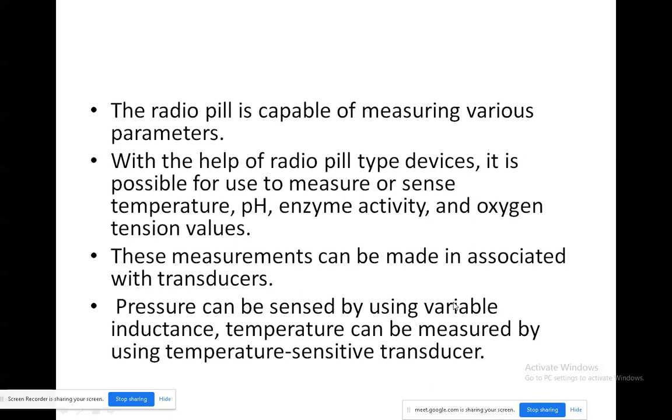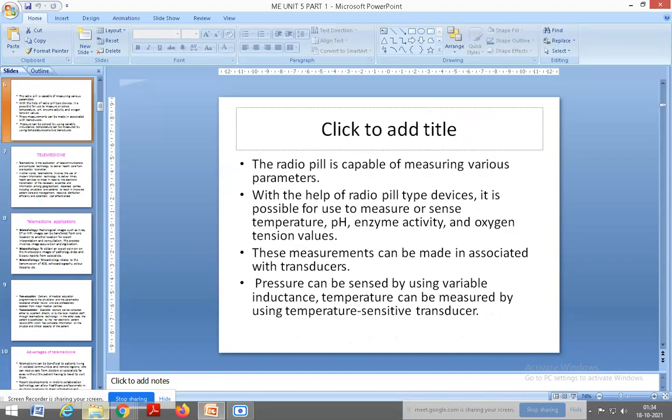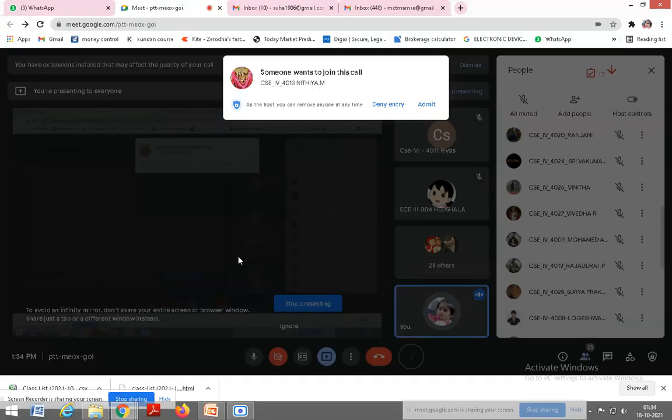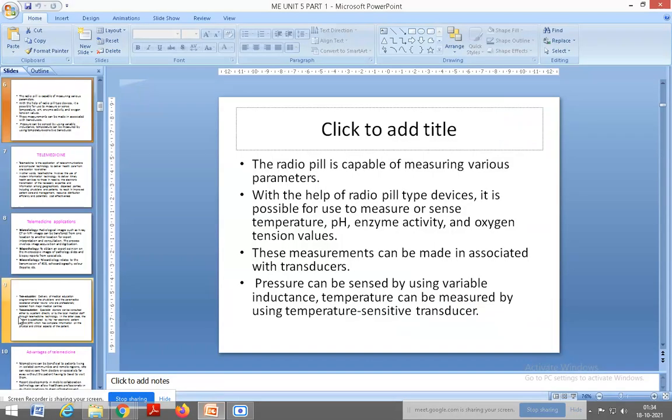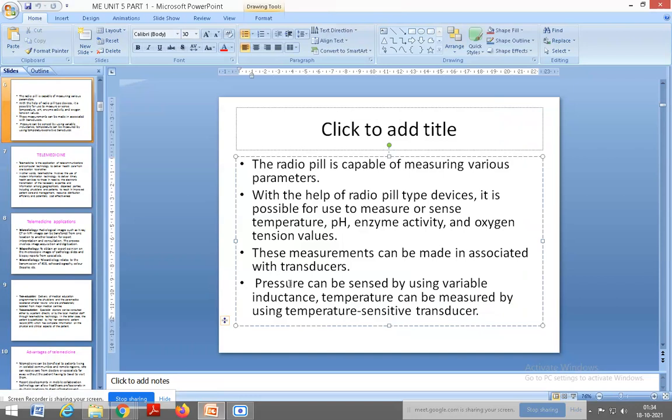These measurements can be made in association with the transducer. Pressure can be sensed by using variable inductance. Temperature can be measured by using a temperature sensitive transducer. Based on the parameter we have to measure, you will be selecting the transducer type. The transducer is nothing but electrodes, and you have so many electrodes.